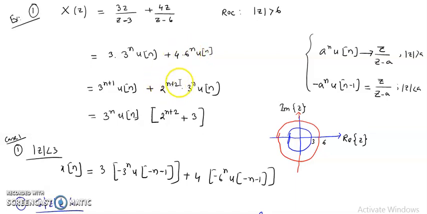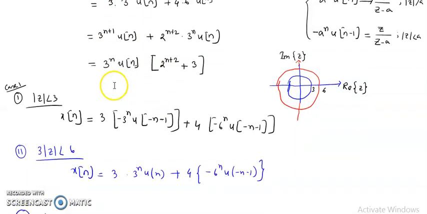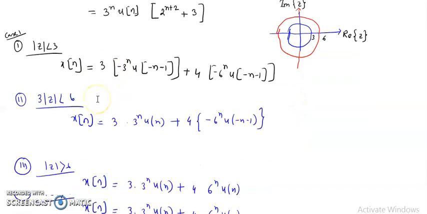So you can divide these two terms like 2 to the power n plus 2 and 3 to the power n. So if you take common 3 to the power n u[n], then you can write here 2 to the power n plus 2 plus 3. So this is the expression for the time domain signal of this X(z). Now based upon the ROC portions, different portions of the ROC, we can divide this time domain signal into different expressions.